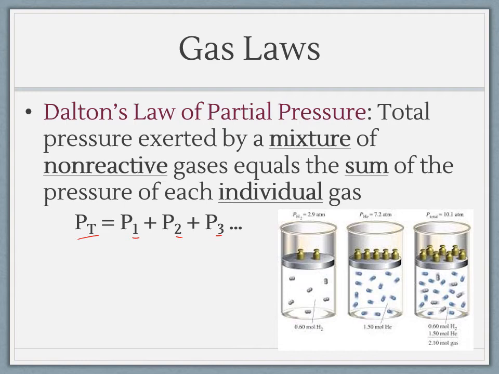In this example here, we had a pressure of hydrogen gas by itself of 2.9. Then we had a pressure of helium gas by itself of 7.2. When we put both of them together, we literally just add their pressures, 2.9 plus 7.2 equals 10.1. That's it. Super easy. And that's all for today.